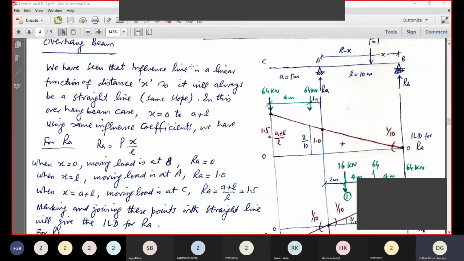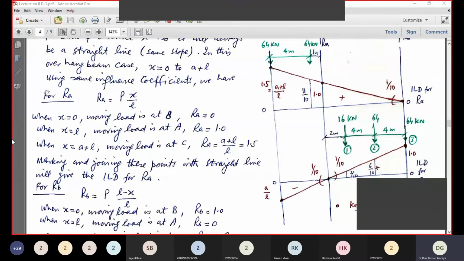This is l and this is a. Using the same influence coefficient for RA, we have RA equals P into X over L. When X is equal to 0, moving load is at B, RA is 0. When X is equal to L, moving load is at A, RA is equal to 1. When X is equal to A plus L, moving load is at C, RA is A plus L over L. That is 1.5. So marking and joining these points with a straight line will give the ILD for RA.